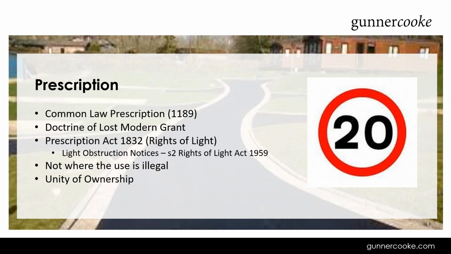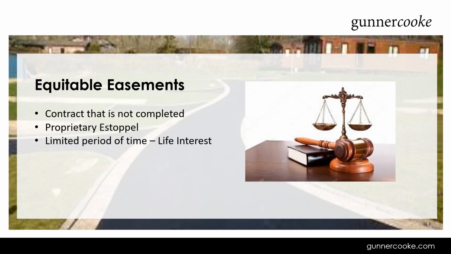So all of those that we've just discussed, these are all legal easements. Quickly have a think though, there are a couple of other easements that the court may imply, which are equitable easements. These are things which the court thinks it should be fair to put in place. The first one is where a contract has been put in place, perhaps for the sale of a piece of land, but has not yet been completed. So that will create a legal easement.